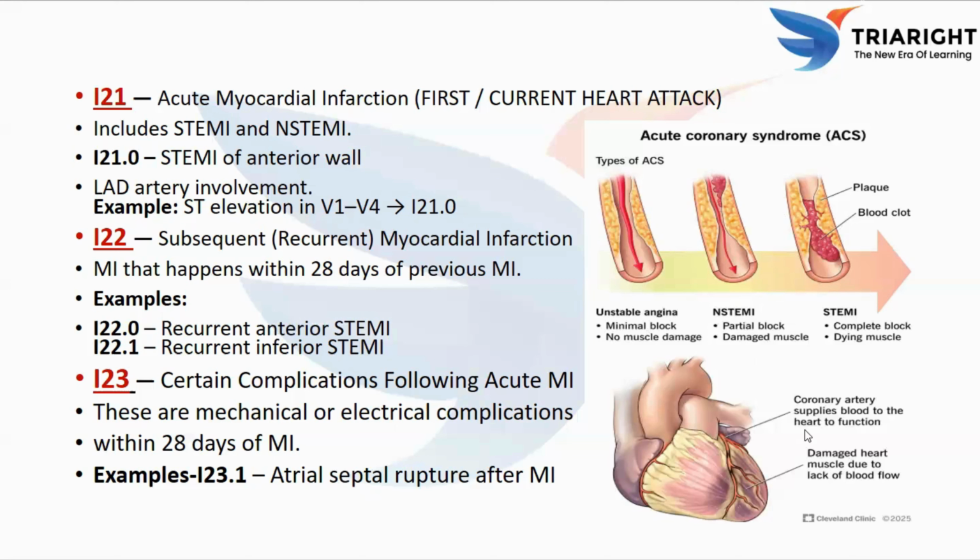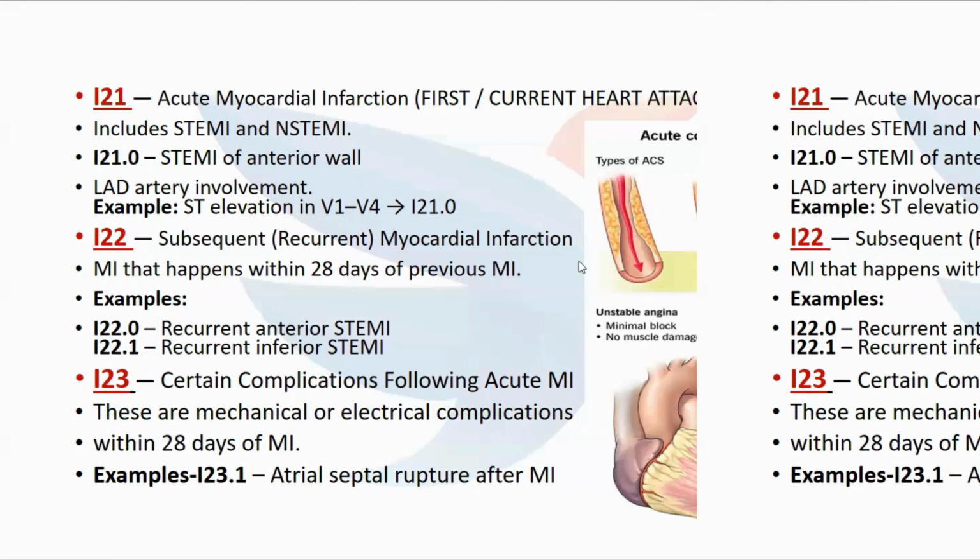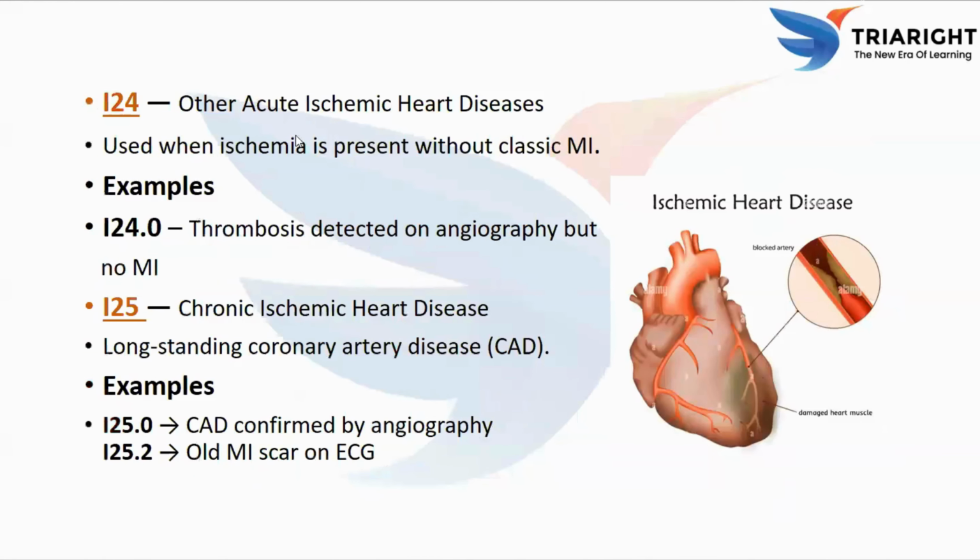Coming to the damaged heart muscle picture, it shows the coronary arteries that supply blood to the heart. When one is blocked, the area beyond the blockage becomes ischemic and dies. The damaged area weakens the heart function, leading to heart failure or other complications. So this is about acute myocardial infarction and its complications. Next, I24 and I25. I24 describes acute ischemic heart disease, and I25 chronic ischemic heart disease.